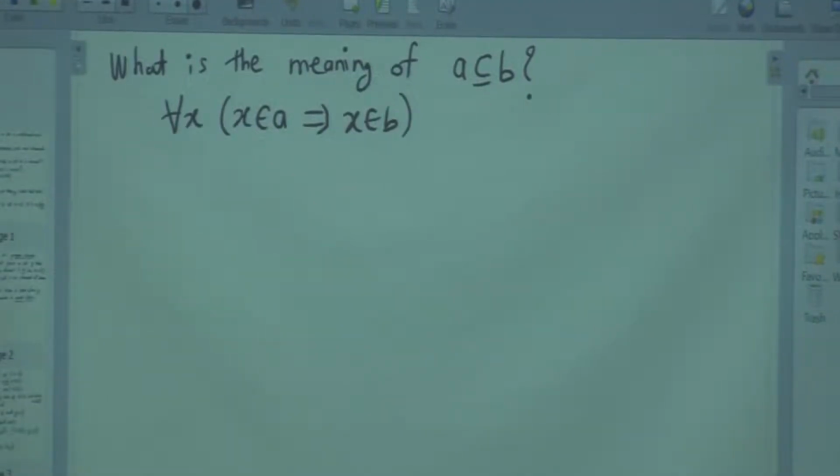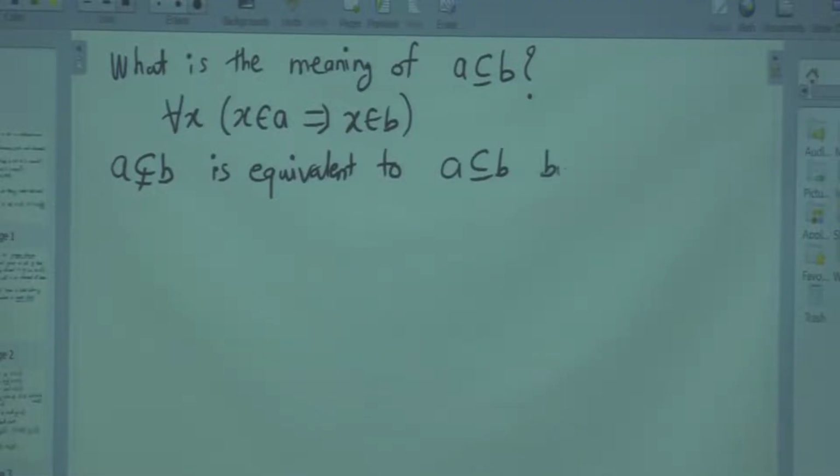A subset equal B is the notation we'll use for subset, and A proper subset of B. Yeah, this is the notation we will use. So this means there exists some x for which... Yeah, it is equivalent to A is a subset of B, but A is not equal to B. That's also a simple way of saying that these two sets are not equal.